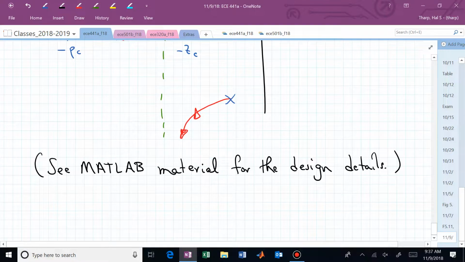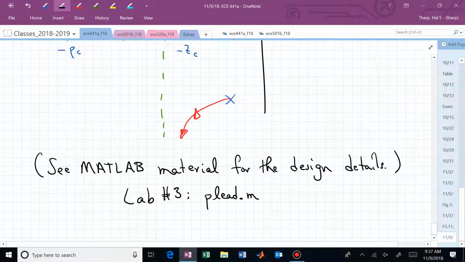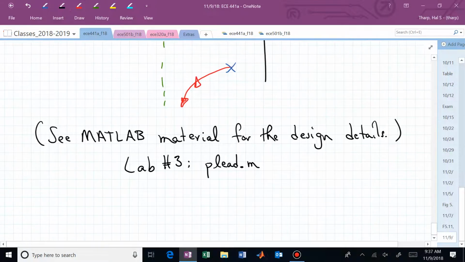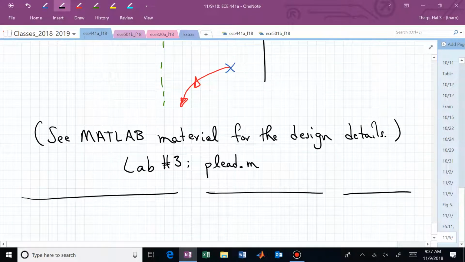And I think in lab number 3, I've called that script phase lead.m. And that's in D2L. You should be able to find that, and that will allow you to manipulate the pole and the zero of your controller to see how you can now move those triangles around to achieve the specification that's requested in one of the parts of lab number 3.